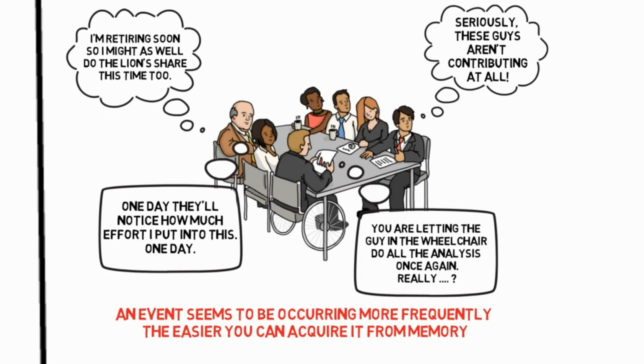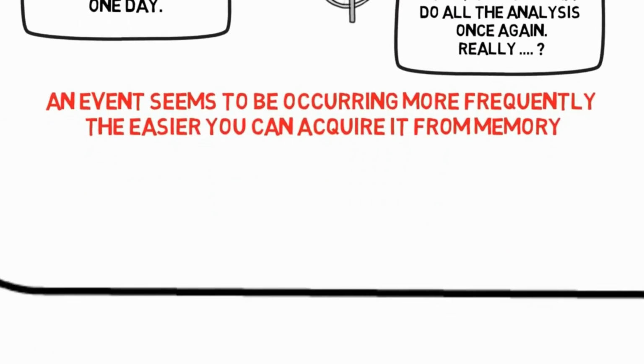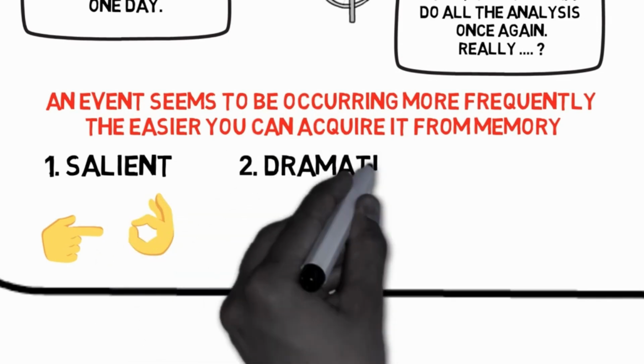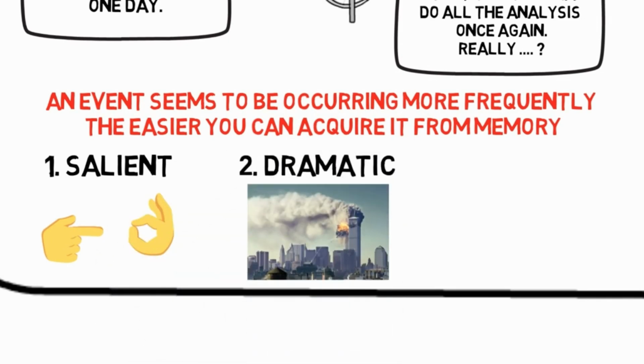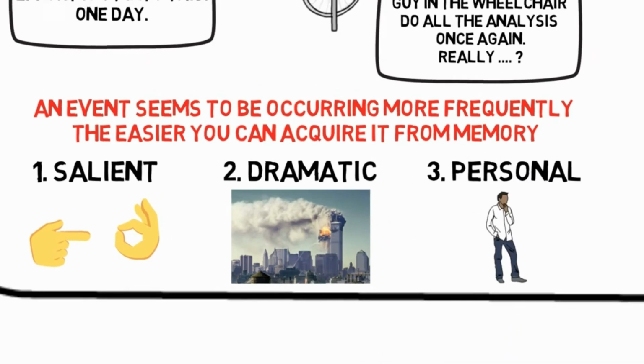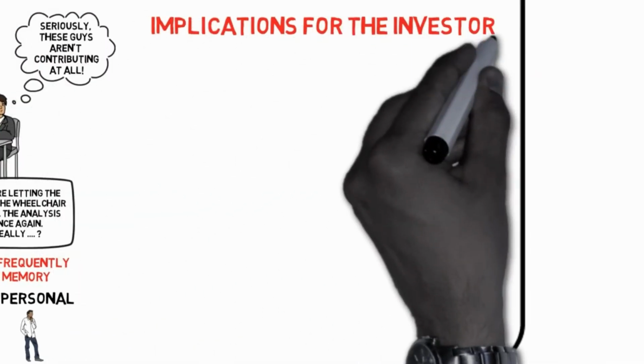Here are 3 examples of when you might be experiencing this bias. 1. Salient events, such as sex scandals among politicians or breakups among celebrities. 2. Dramatic events. 9/11 increased the likelihood of plane crashes and terrorist attacks in the eyes of the public. Because of the increased security in air traffic following the event, the opposite was probably true. It's never been as safe to fly as during that time. 3. Personal experience. Implications for the investor.